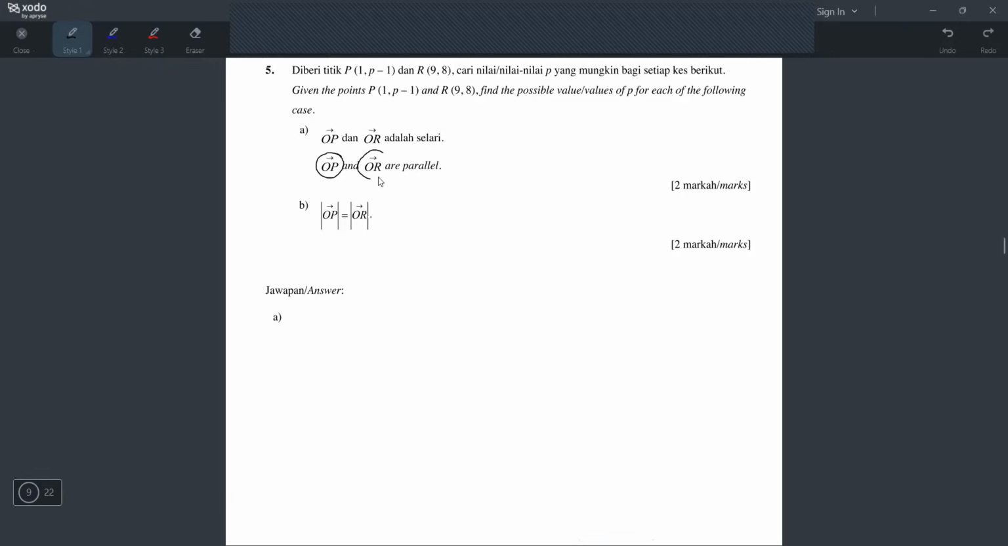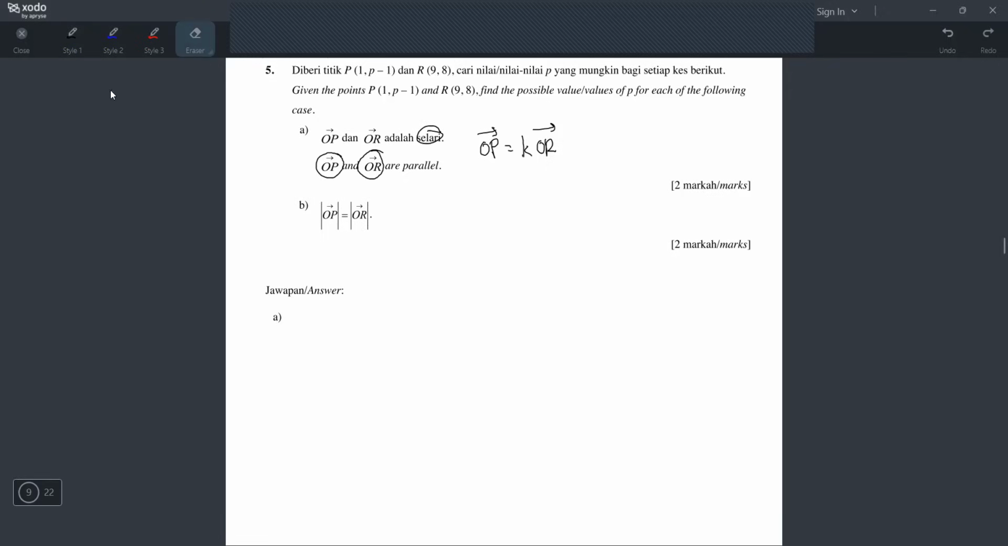So if they say OP and OR are parallel, what can you do here? It means vector OP and vector OR can be equal, but you have to add k. You remember this method? When they mention two vectors are parallel or collinear. Collinear and parallel mean more or less the same. It's just that parallel is selari, collinear is segaris. But the method we use in the exam is the same. For parallel or collinear, if we have two vectors that are parallel, we just take the two vectors equal and then add k, that's it. Right? Why do we have to add k? Because k is the ratio. This one is the ratio. Okay?